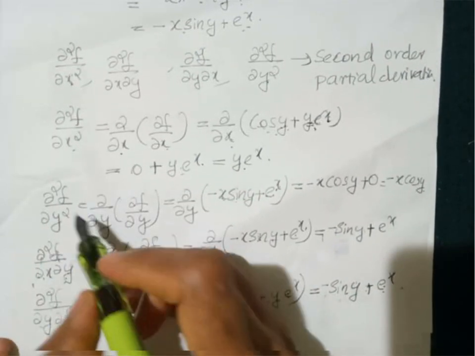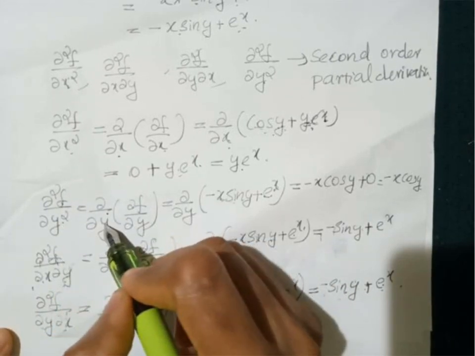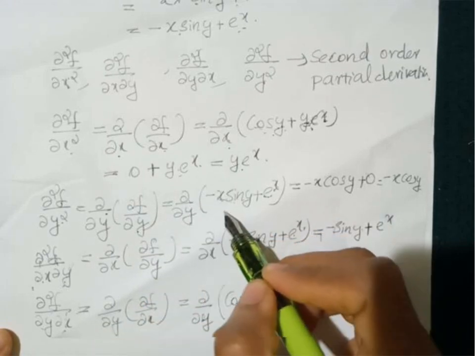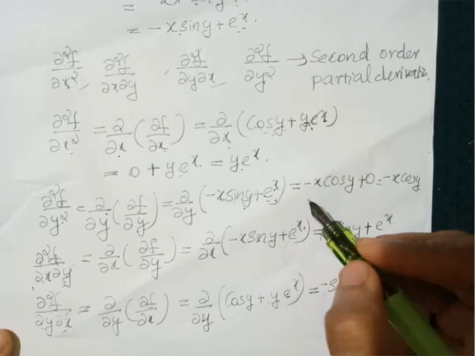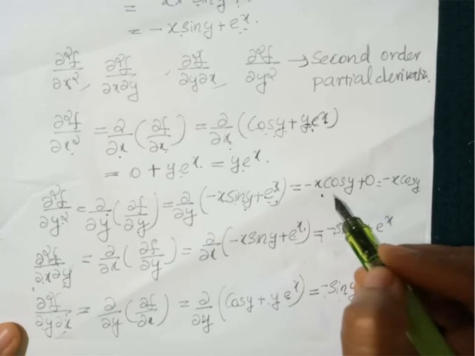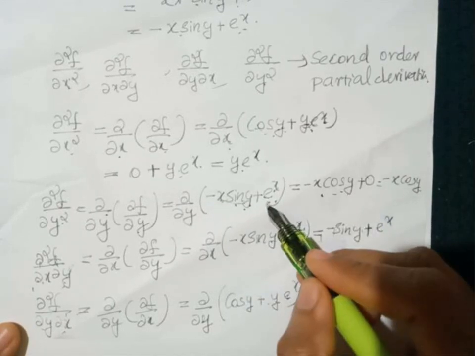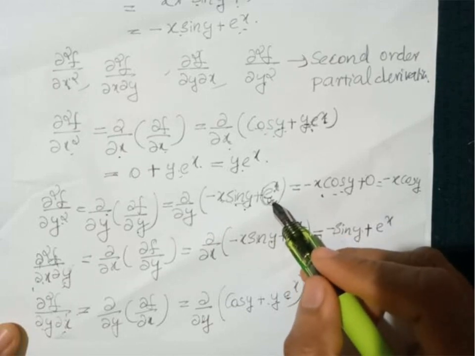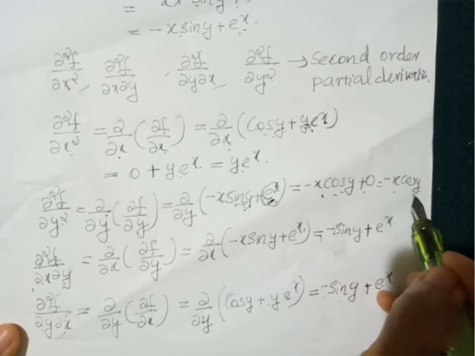Again ∂²f/∂y². That is ∂/∂y of ∂f/∂y, that is ∂/∂y of (−x sin y + eˣ). That is −x cos y, minus x times the derivative of sin y, which is cos y. The eˣ term is a constant with respect to y, so its derivative is 0. So ∂²f/∂y² = −x cos y.